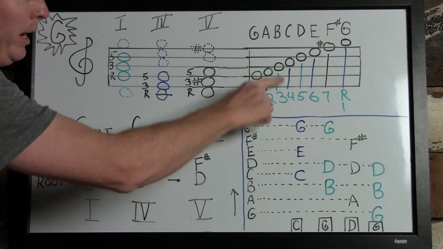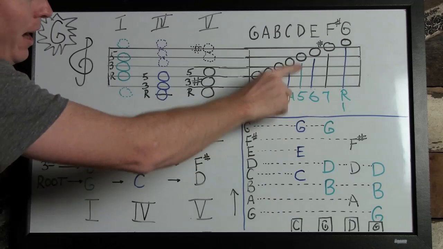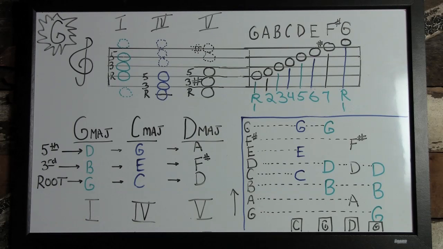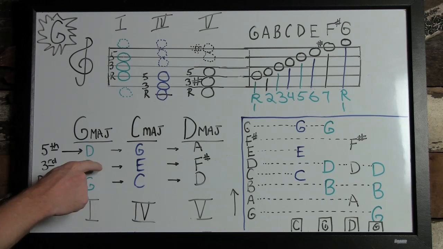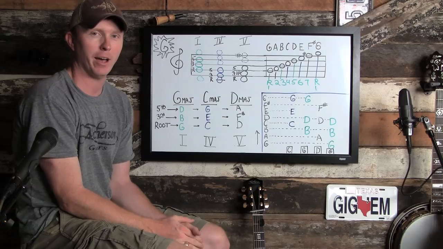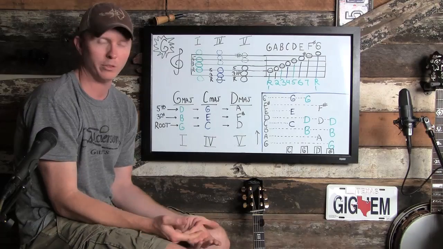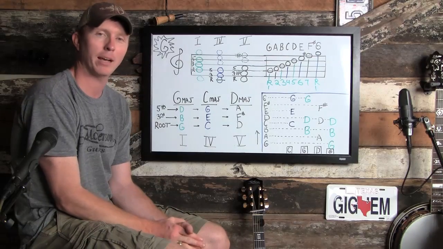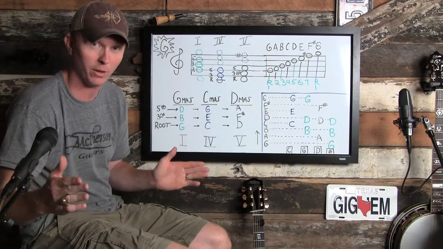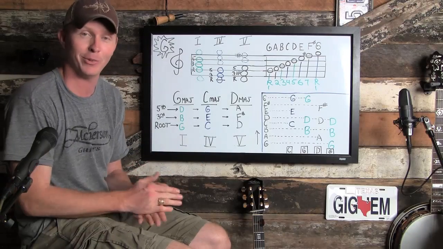1, 2, 3, which is a B, 4, 5, which is a D. So there are our 3 notes stacked on top of each other, the root, 3rd, and the 5th tones. Now when we go to find our other chords, we're going to do the exact same thing, except we would then look at that particular chord's scale to see what its third and fifth tones are.